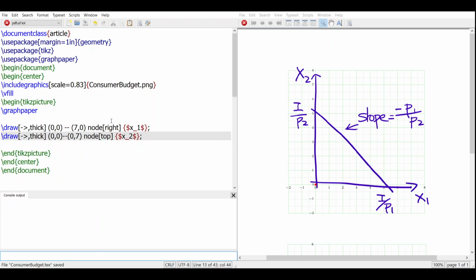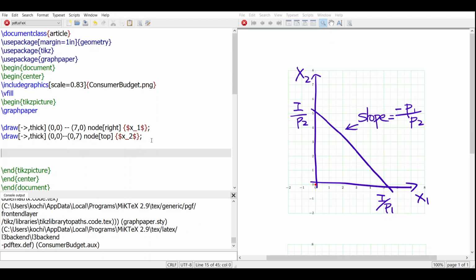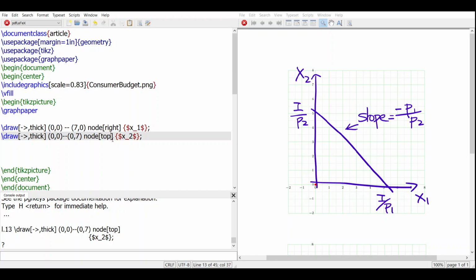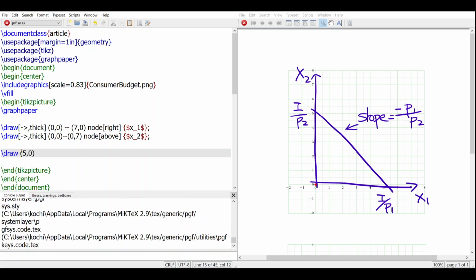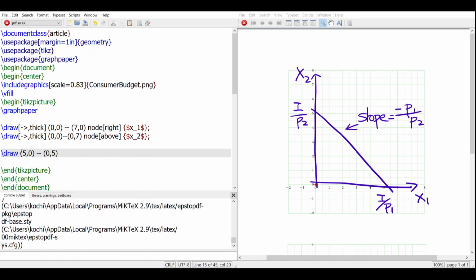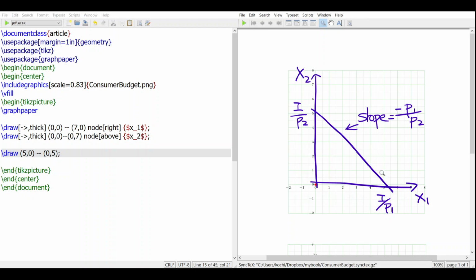Now we are going to draw the budget line here. Let's suppose we go from 0, 5 to 5, 0. Oh, it's not top, it's above, sorry. So we'll draw a line from 5, 0 up to 0, 5, and at 5, 0 a node here of I over P1. So let's run this.